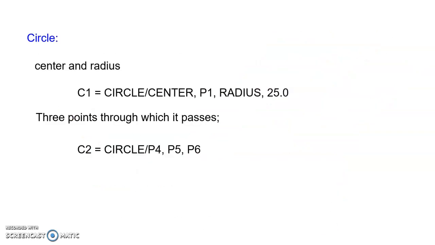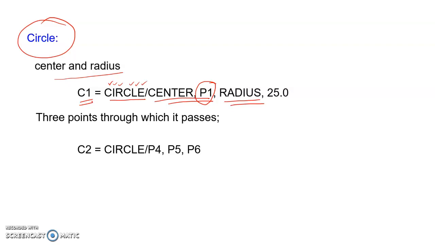The last geometry is the circle, defined by center and radius. The circle also can be defined in two ways. One is through center and radius. C1 is circle 1, and circle is written over here. We can see that it contains 6 characters, so that is the maximum number. And we have to mention what the center is. So the center is P1, provided it is defined earlier. Then the radius we have to mention, that is 25 mm. So the center point is defined and the radius is there. By this we have defined the circle.